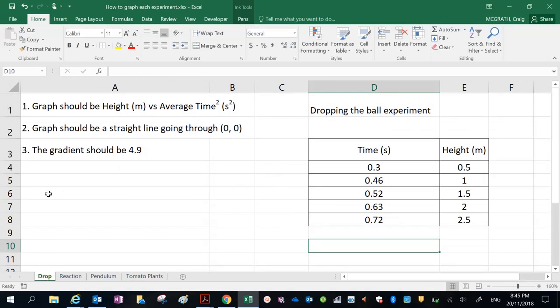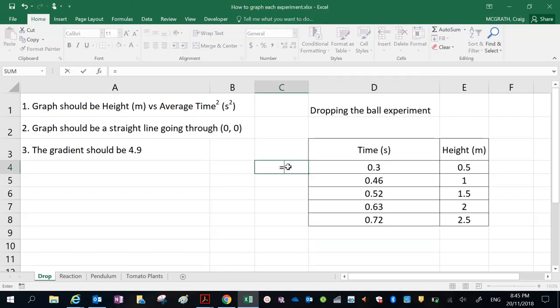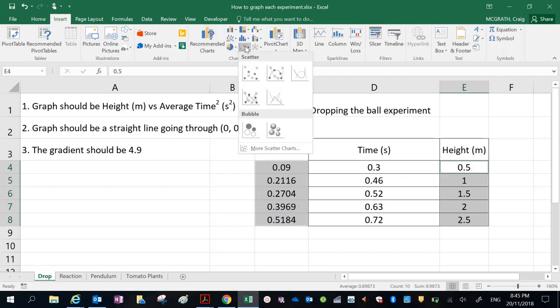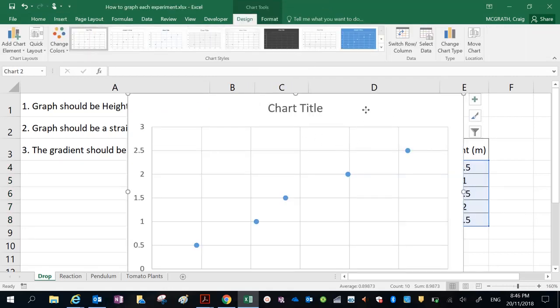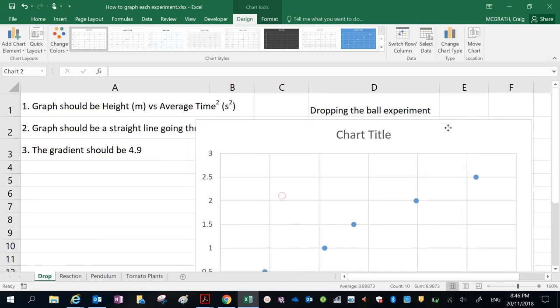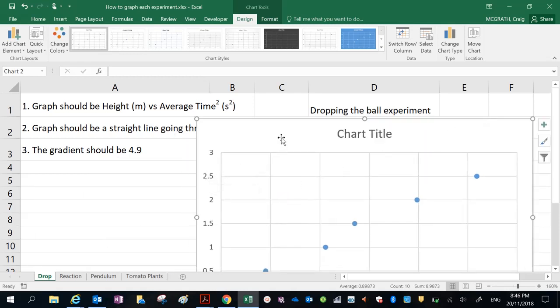So the drop. The graph should be height in meters versus average time squared, so that'll be seconds squared. You collected just the times, so we have to square them first. So let's put a column over here, equals the time squared. And there they are. So now we'll graph it. Then we just check everything's on the right axis. So it's height versus average time squared. Height goes up to 2.5. Yep, up to 2.5, so that's good.